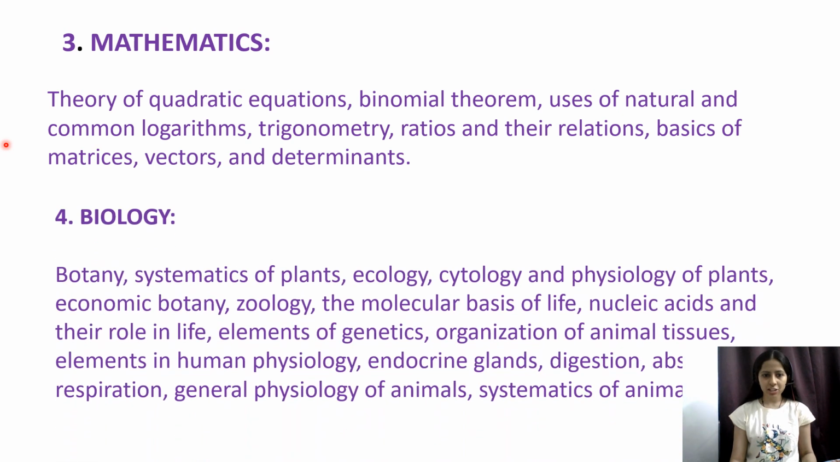Next, the biology section. In biology, botany, systematics of plants, ecology, cytology, nucleic acids and their role in life, elements of genetic organization of animal tissues, then elements in human physiology, endocrine glands, digestion, absorption, respiration, general physiology of animals, systematics of animals. This is what you have also read in your 11th and 12th.